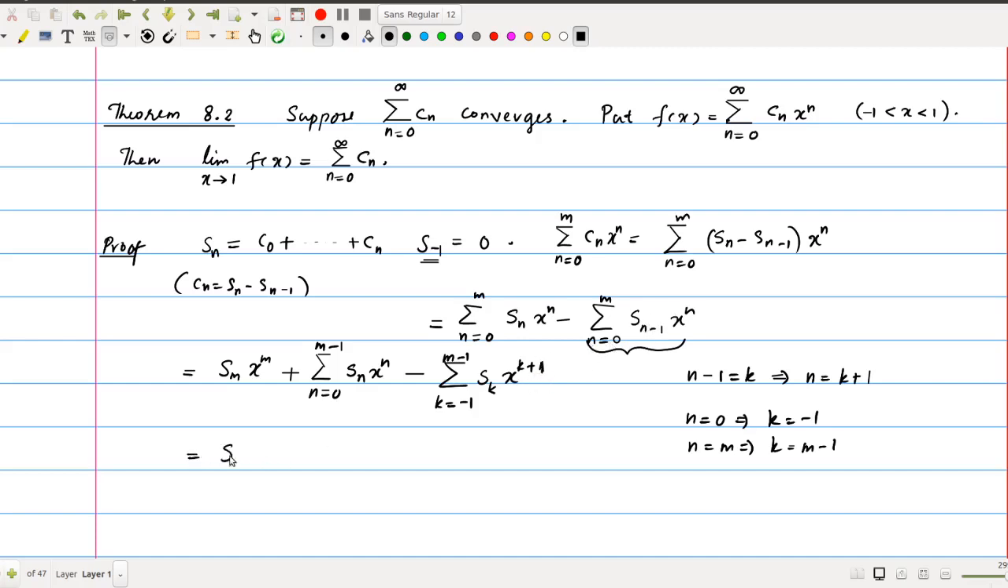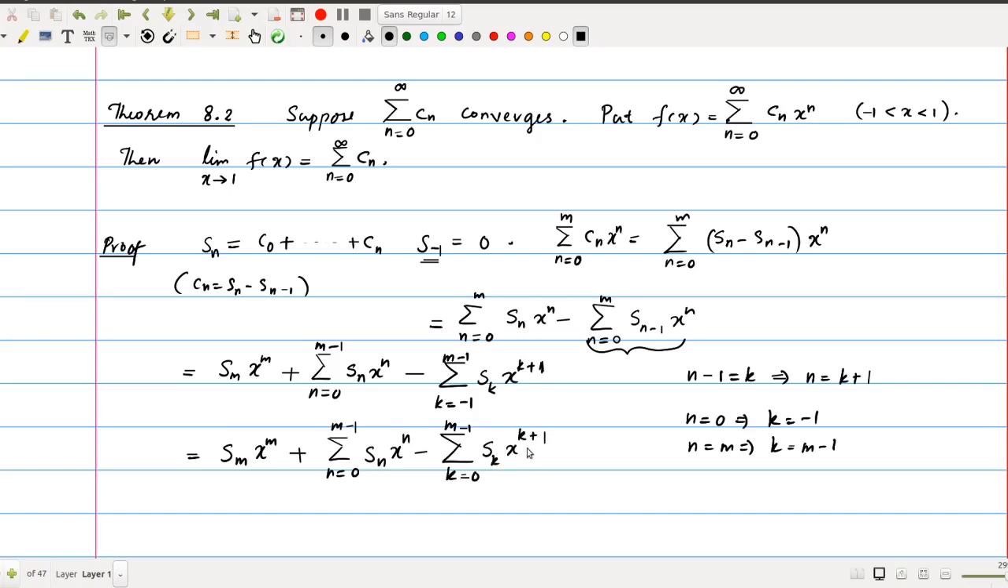Now we write this as S_m x^m plus summation n equal to 0 to m minus 1, S_n x^n, minus summation k equal to 0 to m minus 1. If we consider the term corresponding to k equal to minus 1, the coefficient will be S_{-1}, which is 0, so we can remove the first term from this sum. So we start again with k equal to 0, S_k x^{k+1}.